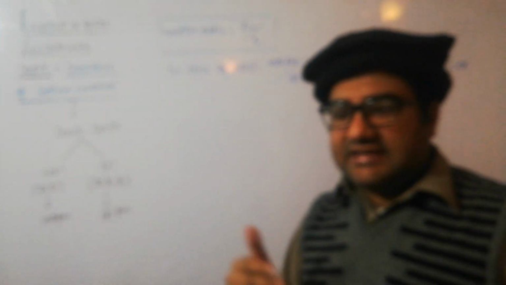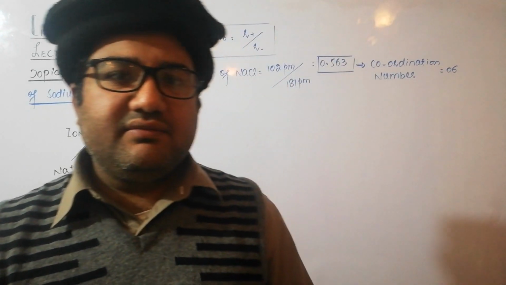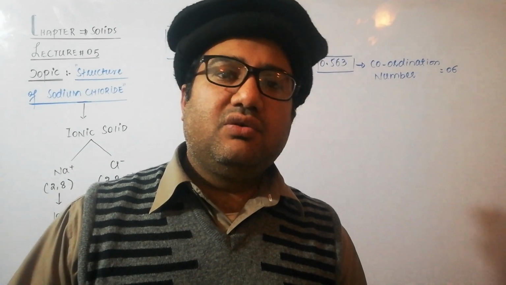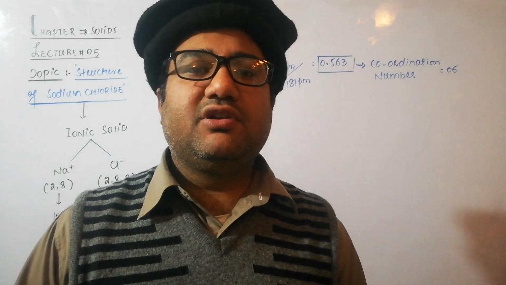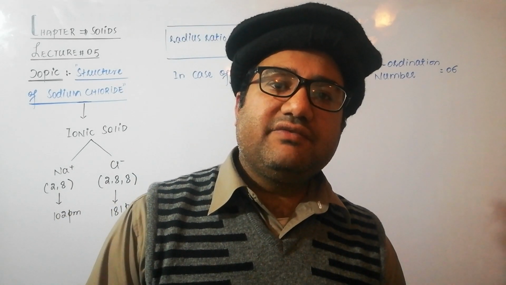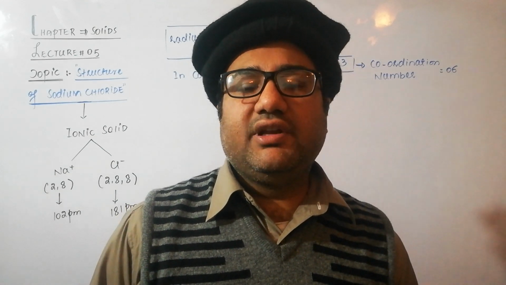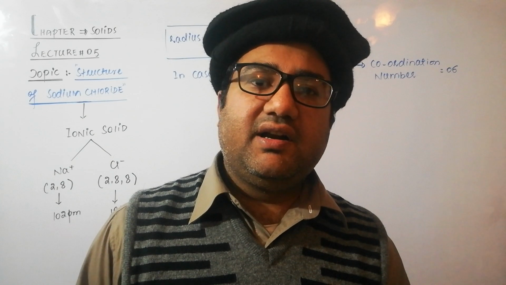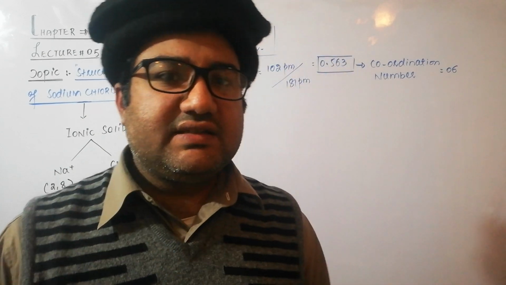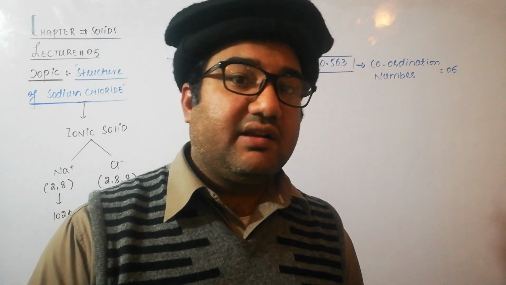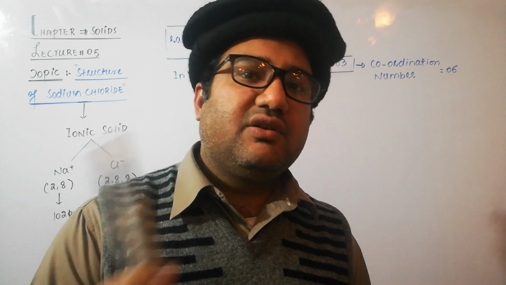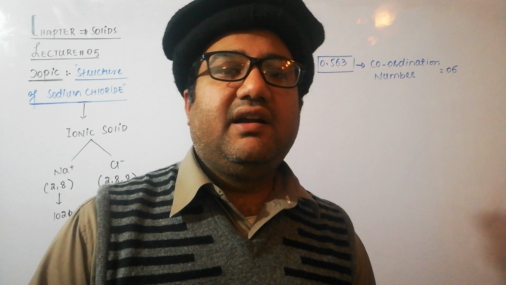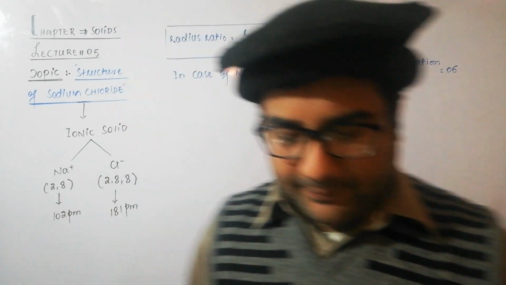Now in case of cesium chloride, you know that cesium has greater radius as compared to the sodium. So the radius ratio of the cesium chloride will be greater. And because of the greater radius ratio in case of the cesium chloride, its coordination number is also greater, and that is almost 8. So each cesium ion is surrounded by 8 chloride ions, but one sodium ion is surrounded by 6 chloride ions. So coordination number of cesium is 8 and that of sodium is 6.